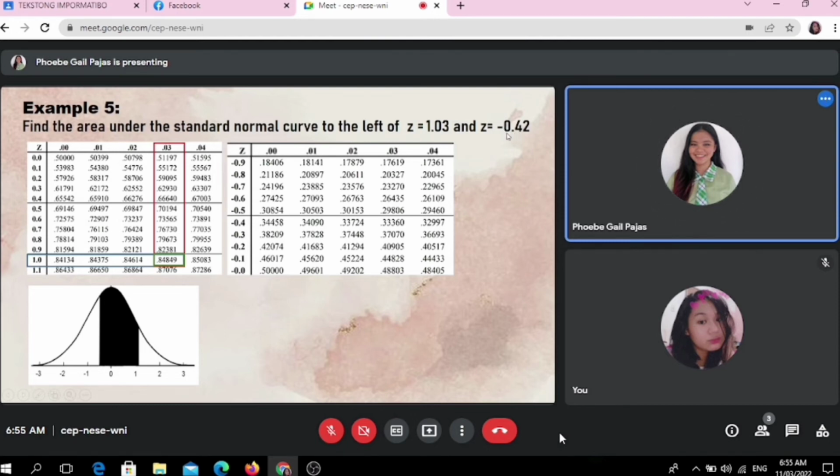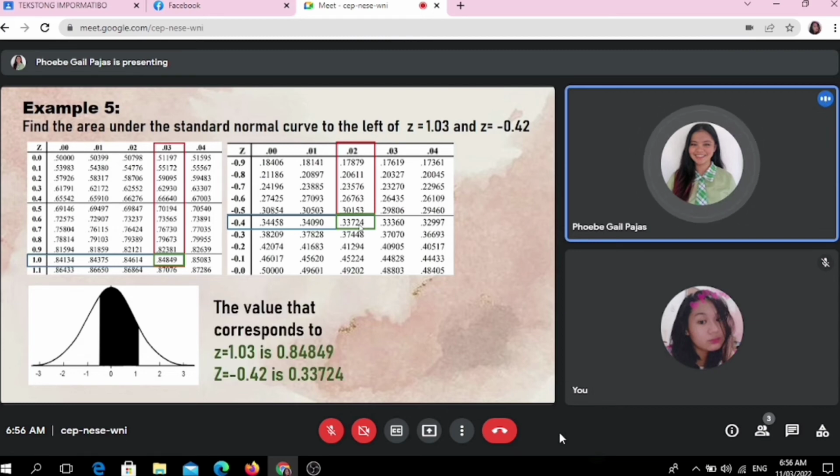We will find the value of negative 0.42. So, since ang whole number, we will look for the first decimal place, which is 4. Then, the last decimal place is 2. Then, itatapat natin. Then, the intersection is 0.33724. So, the value that corresponds to z equals 1.03 is 0.8449. And the value that corresponds to z equals negative 0.42 is 0.33724. Since we have different sign, we will add it.